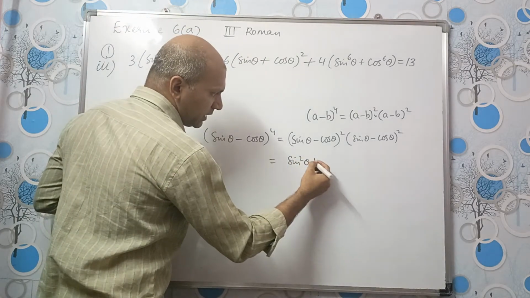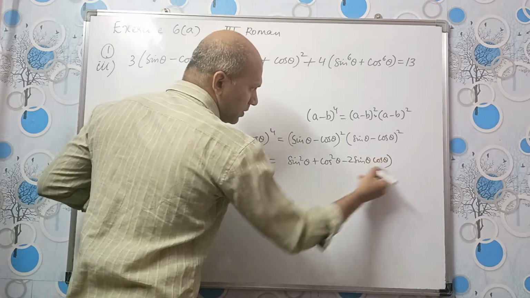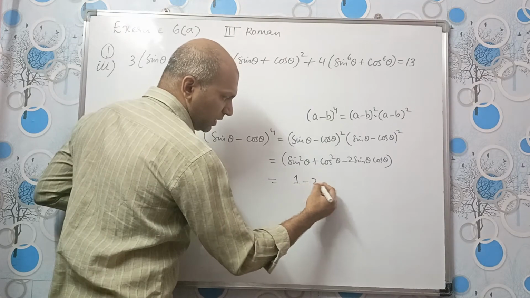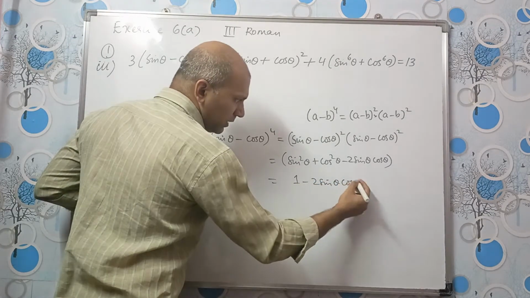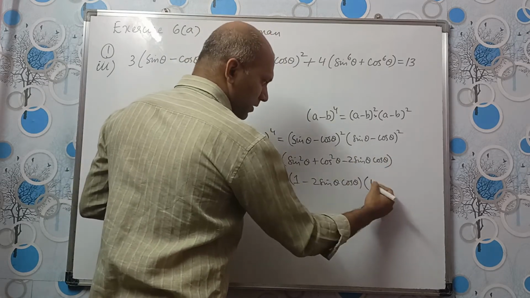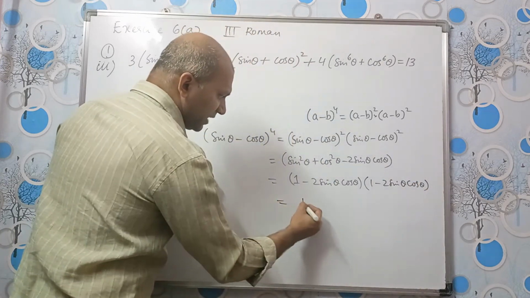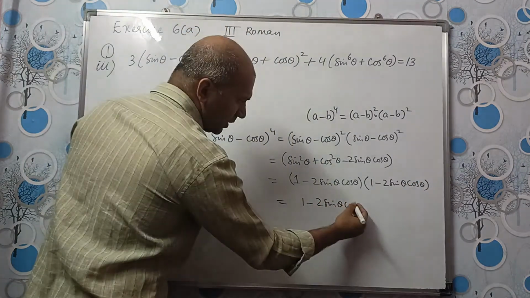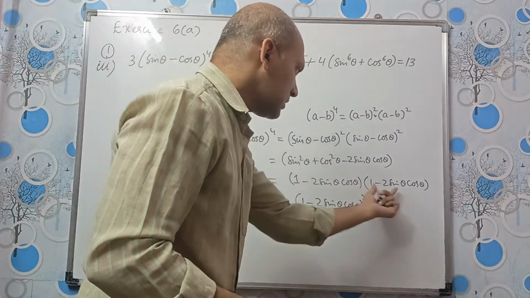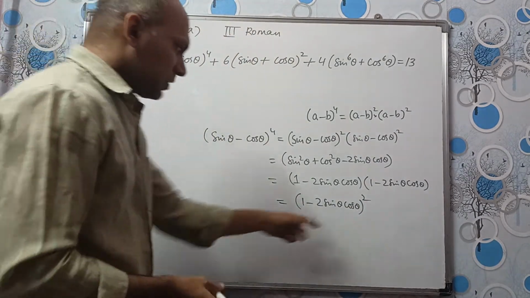It will be sin square theta plus cos square theta minus 2 sin theta cos theta, right? Let us simplify only one first. So sin square plus cos square is 1 minus 2 sin theta cos theta will come, right? And the same thing will come here because these two are same, right? So this will be 1 minus 2 sin theta cos theta. Or can we write 1 minus 2 sin theta cos theta whole square? This is one time, this is once and twice, 2 times, right? So 1 minus 2 sin theta cos theta whole square.